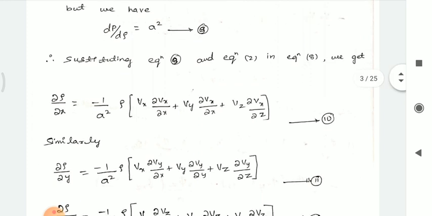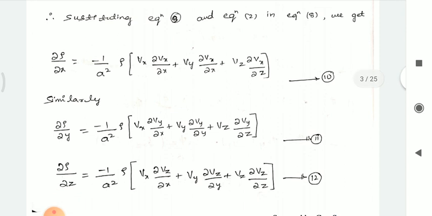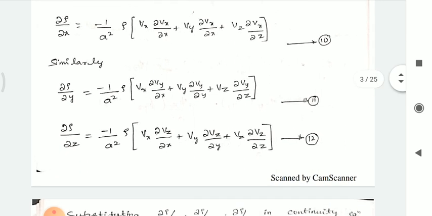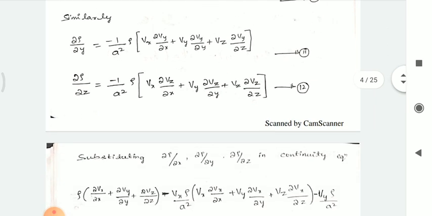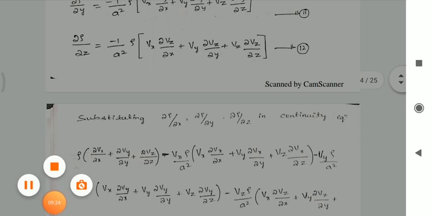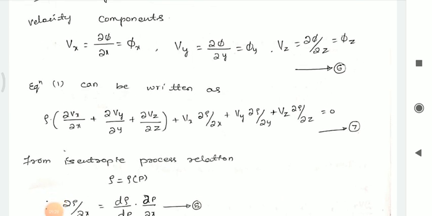And similarly, we have got dou rho by dou x. Similarly, dou rho by dou y can be written like this, and dou rho by dou z can be written like this. Now this dou rho by dou x, dou rho by dou y and dou rho by dou z, we have to substitute in our differentiated form of the continuity equation, equation 7, where we have rho into differentiation of velocities and velocity into differentiation of rho terms.